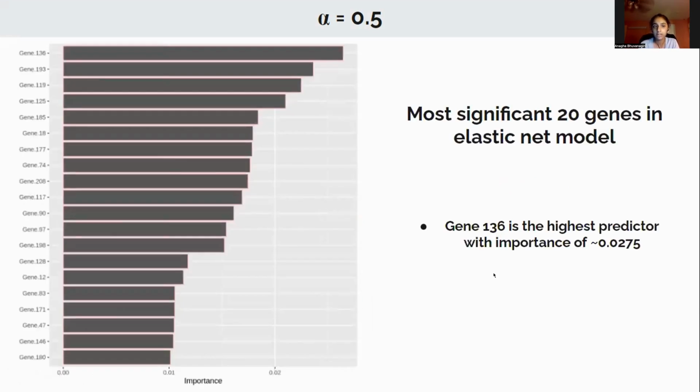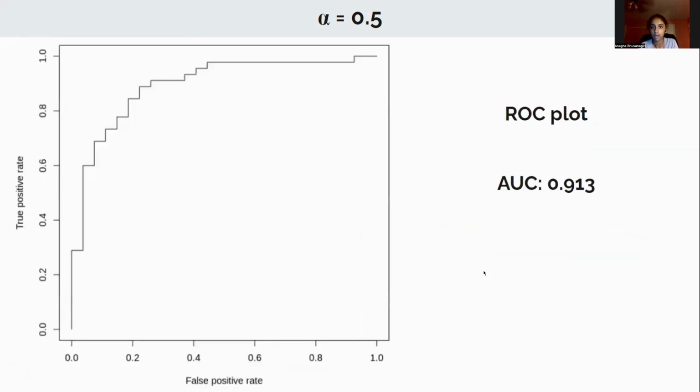So this is the VIP chart for alpha value 0.5. These are the most significant 20 genes in our ElasticNet model. So as you can see here, gene 136 is the highest predictor with an importance of about 0.0275. And although this number may seem small, it's actually pretty big, especially if you compare it with the other genes in the model.